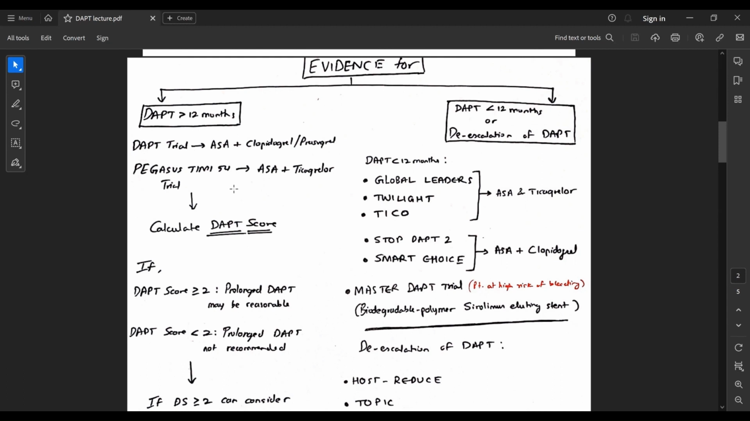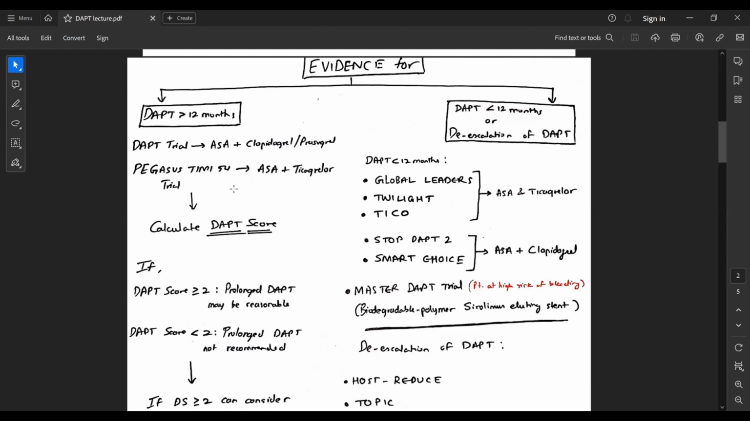Now, that trial was done for the patients who were on either clopidogrel or prasugrel. They were not done on the patients taking ticagrelor. The Pegasus TIMI 54 trial was done on the patients who were taking ticagrelor. And this trial showed that after a mean of 33 months, DAPT resulted in 1.2% to 1.3% absolute reduction in primary composite endpoint of cardiovascular death, MI, or stroke, and a 1.2% to 1.5% absolute increase in major bleeding.